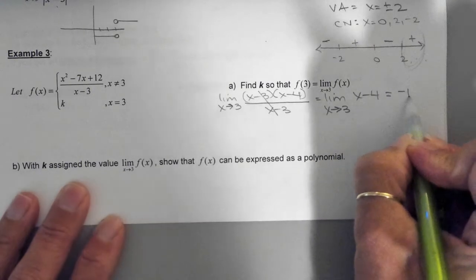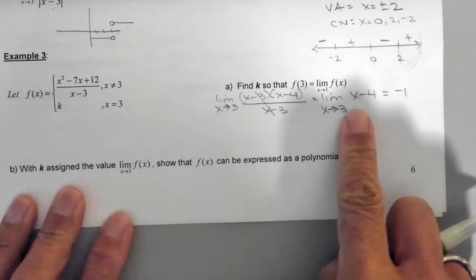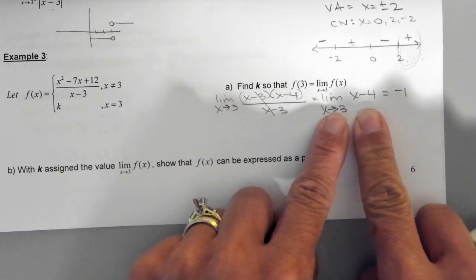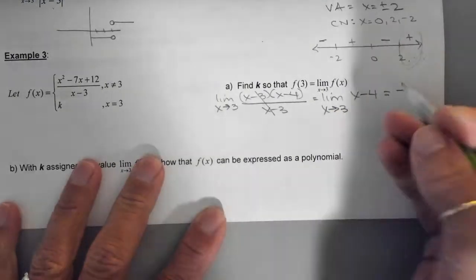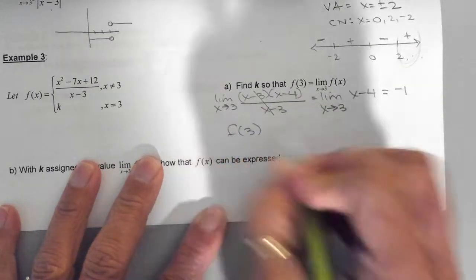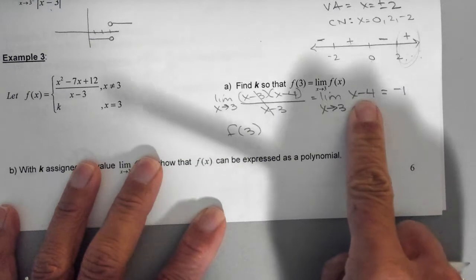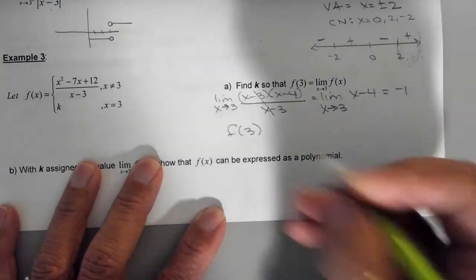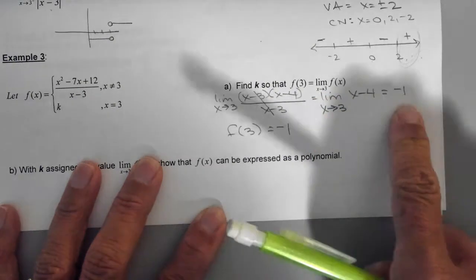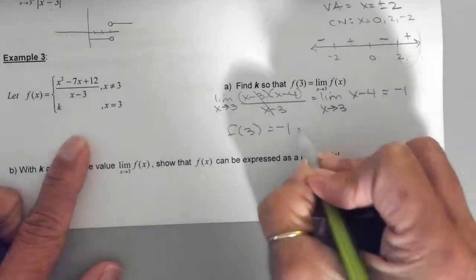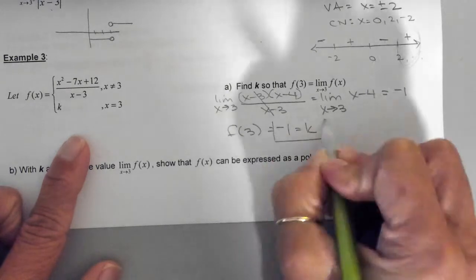So what's my answer? -1. So what we're saying is, if this is now my function, and I evaluate f of 3, what's f of 3? -1. And when I evaluate the limit as x approaches 3, I get -1. These are equal. What does k have to be? -1.